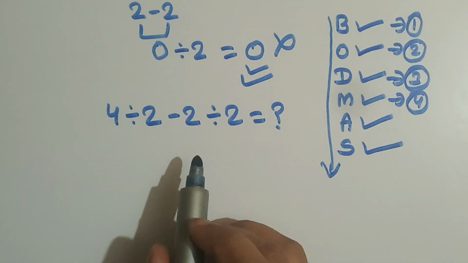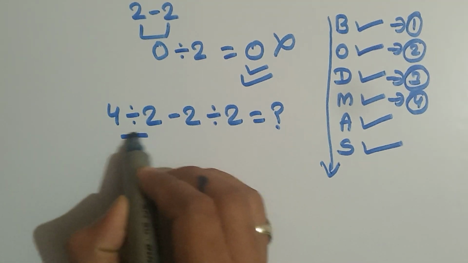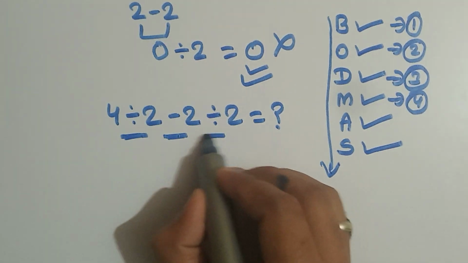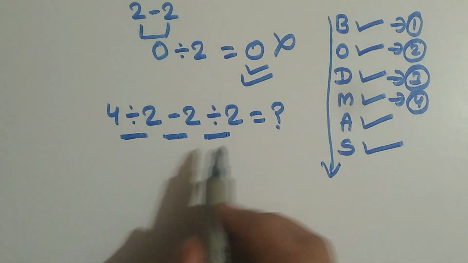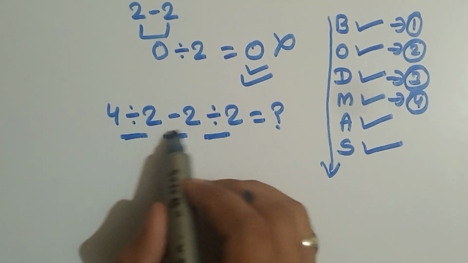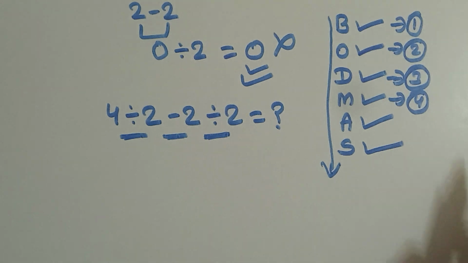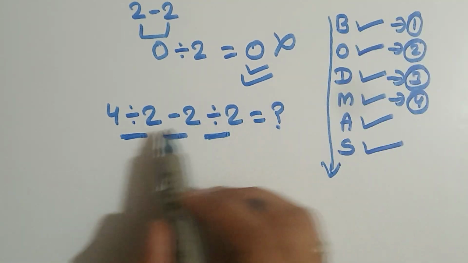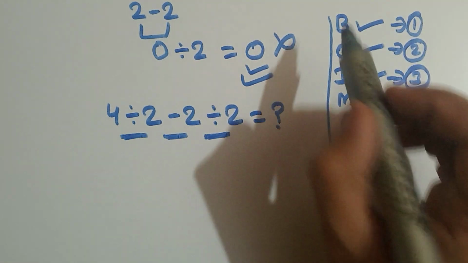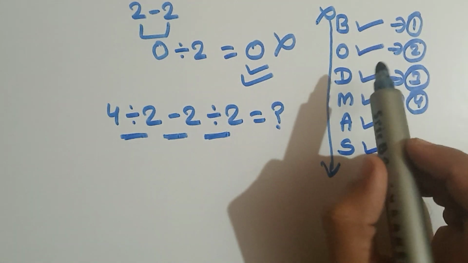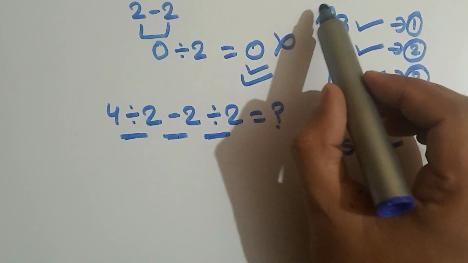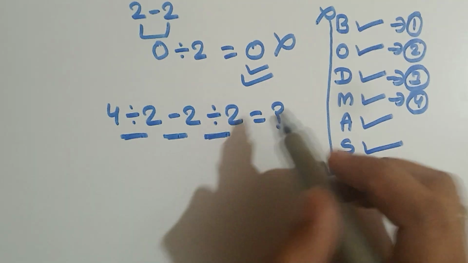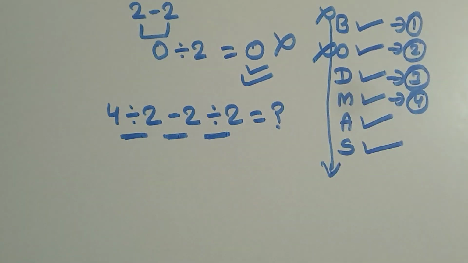So in this question, you can see a division sign is given here, and a subtraction sign here. Here again a division sign is given, right? So what should you calculate first? This part, or this part, or this part? If you see in this rule, B means bracket, which is not given in this question, so you can simply ignore this, right? O means of, which is also not given in this question, so you can simply ignore this also.